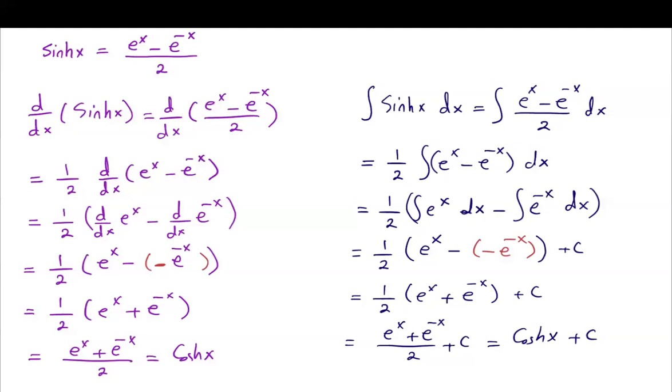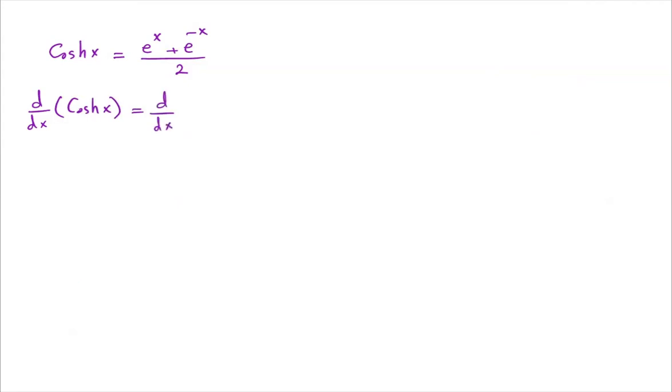So let us do the same thing for hyperbolic cosine. What was the definition of hyperbolic cosine? Hyperbolic cosine is defined as e to the x plus e to the power minus x divided by 2. So let us find the derivative of this first. d dx of hyperbolic cosine of x is the derivative of e to the x plus e to the power minus x, divided by 2.